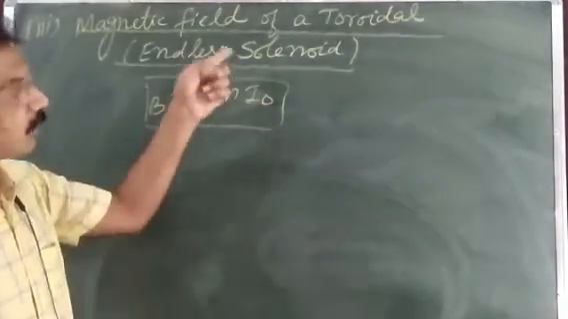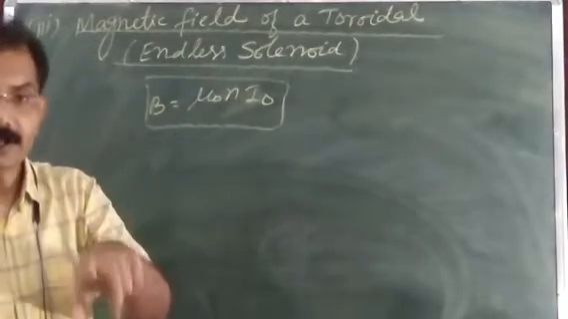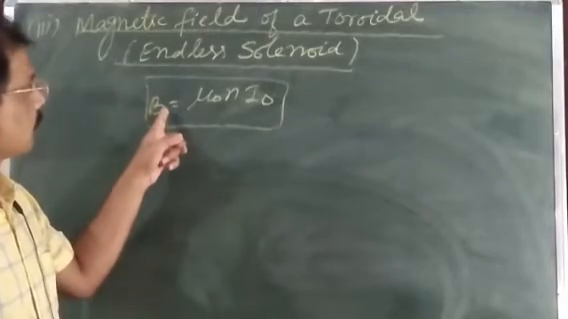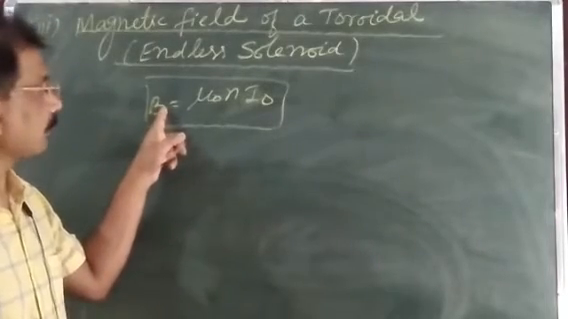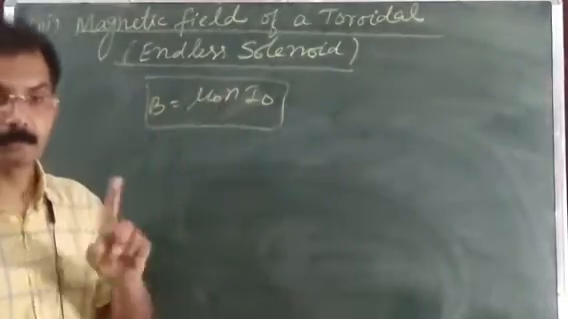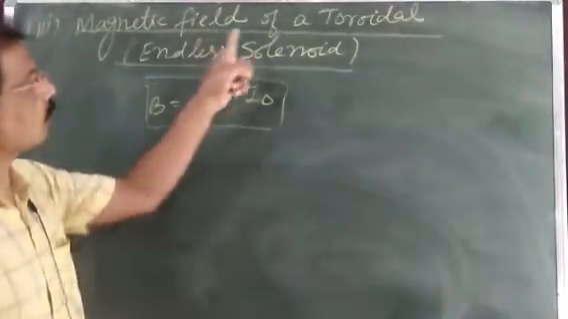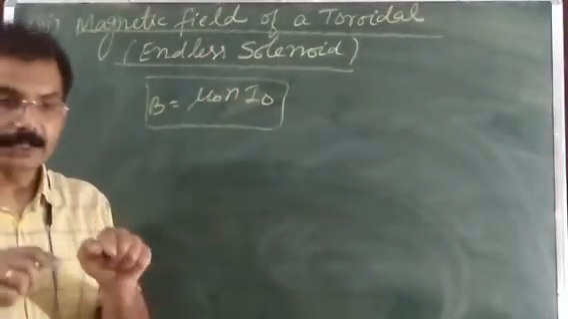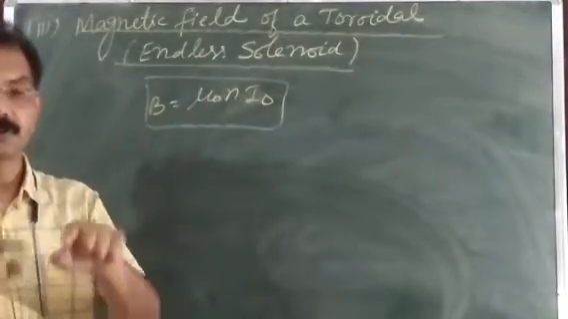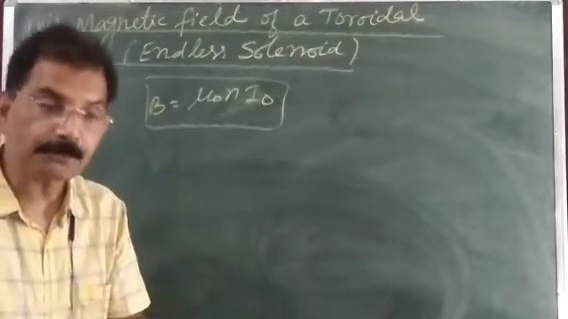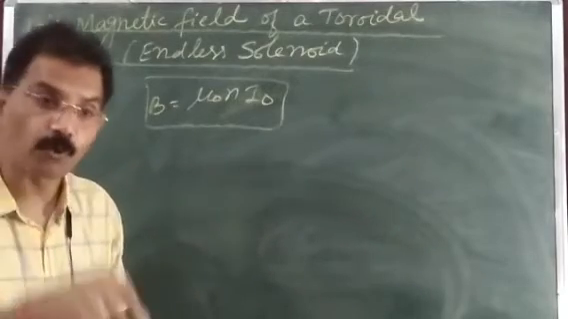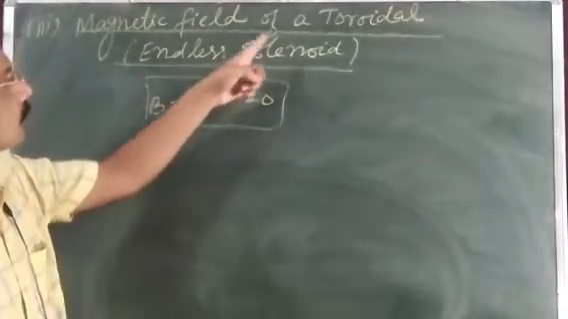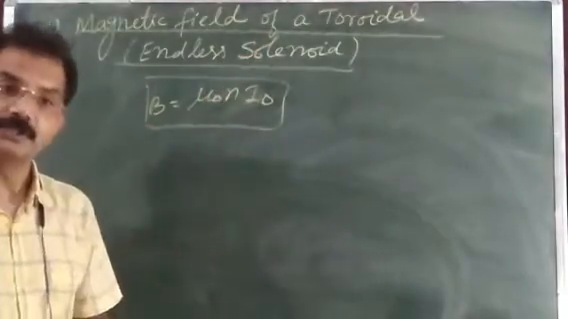So remember this, a toroid is a hollow ring on which the wire is wound, and the magnetic field at the core of the solenoid is equal to mu naught n I naught. And remember this, in the case of a toroid, also called an endless solenoid, the magnetic field is zero everywhere except within the core.